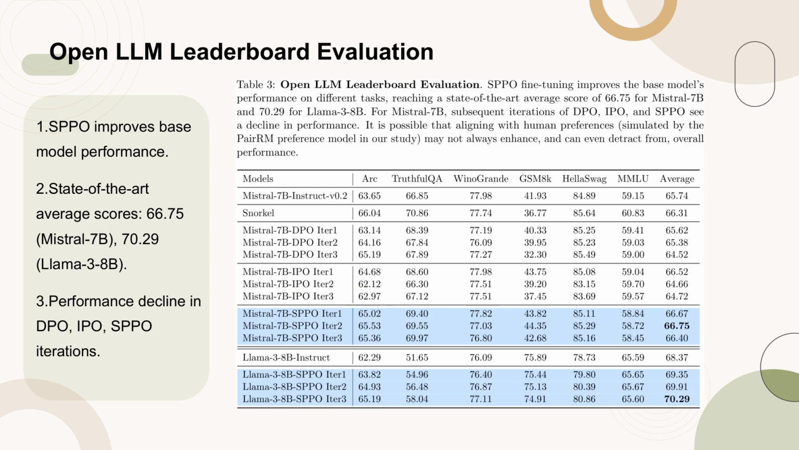Table 3 presents the evaluation results of SPPO fine-tuning on the Open LLM leaderboard. The data shows that SPPO significantly enhances the base model's performance across various tasks, achieving a new state-of-the-art average score of 66.75 for Mistral 7B and 70.29 for Llama 3-8B. However, it also reveals a notable decline in performance in subsequent iterations of DPO, IPO, and SPPO. This suggests that while alignment with human preferences can boost performance in some cases, it may not always be beneficial and could potentially harm overall model performance.